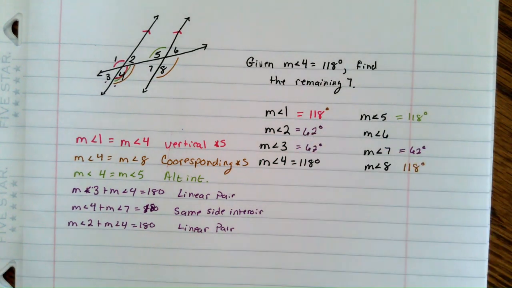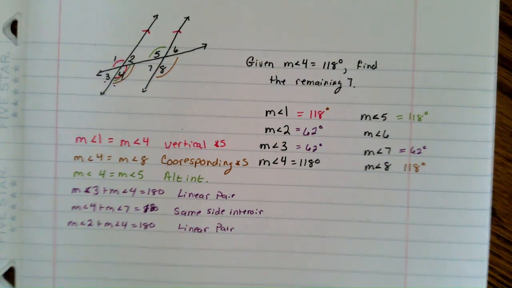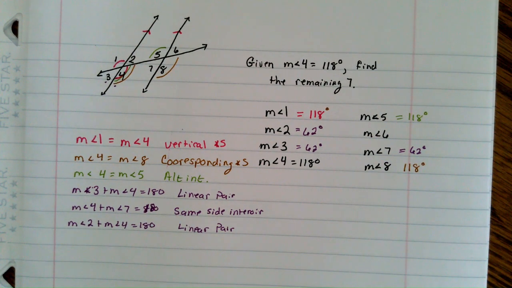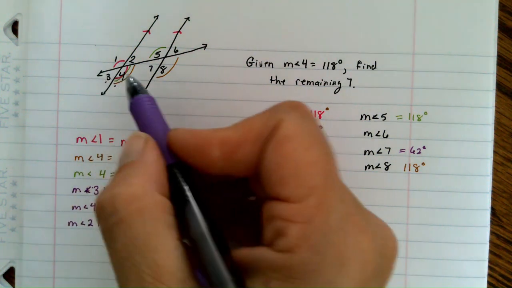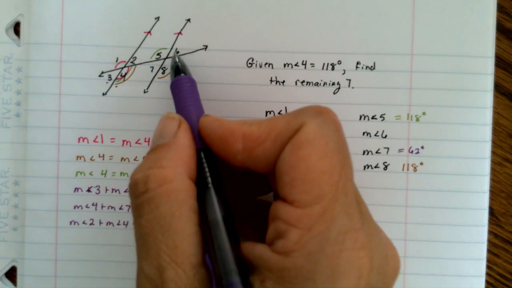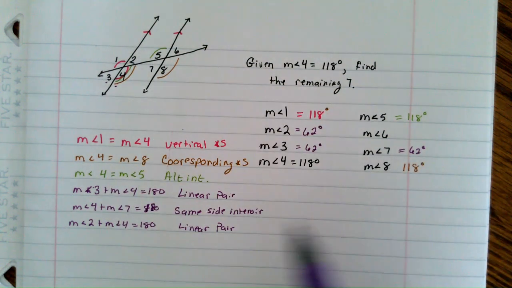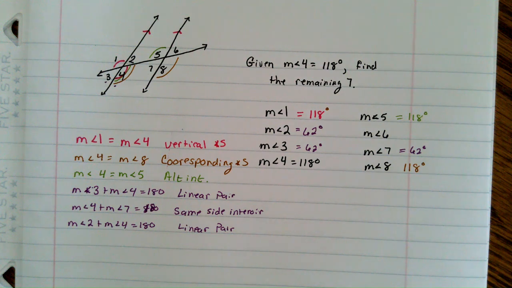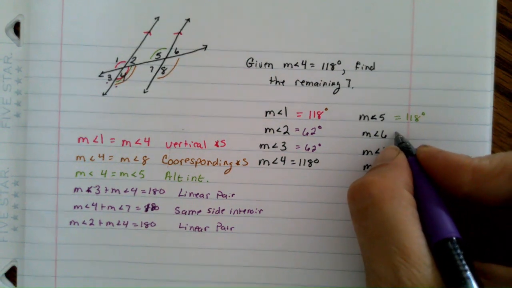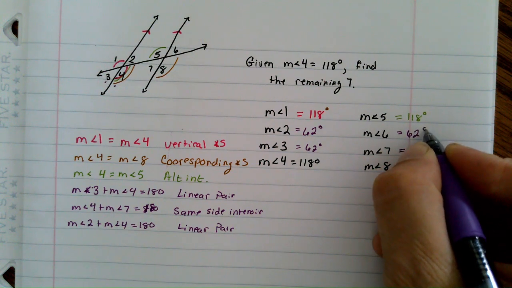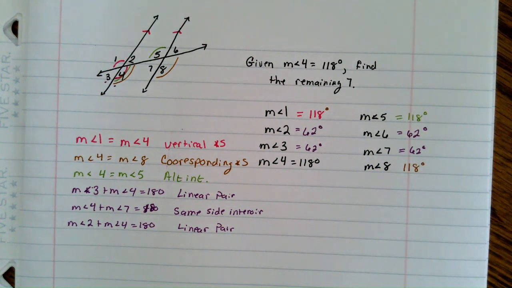The only one we don't have a vocab word for is angle 4 versus angle 6. However, we know that 6 is the same size as 2, and we just said 2 is 62. So by the transitive property, by saying, hey, this is the same as this, and this, we can actually do substitution as well. We also find out it's 62 degrees. So half the angles were 118, half the angles were 62.